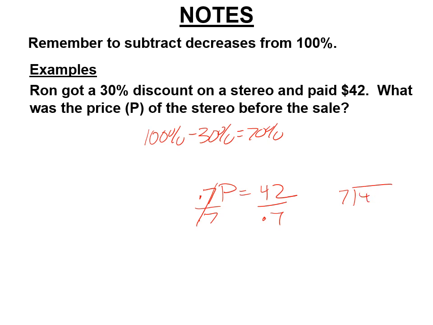Oof, I gotta be neater. 7 into 42 goes 6. And it is, the price was originally $60, right? He got a 30% discount and paid 42, so he paid 70% of that $60 price.